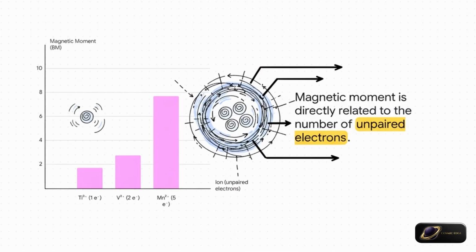And this chart lays it all out, plain and simple. The magnetic strength is directly tied to how many unpaired electrons you have. Titanium with 1 unpaired electron is a little magnetic, but manganese with 5 unpaired electrons is way more magnetic. It's a pretty straightforward rule: the more unpaired electrons, the stronger the pull.